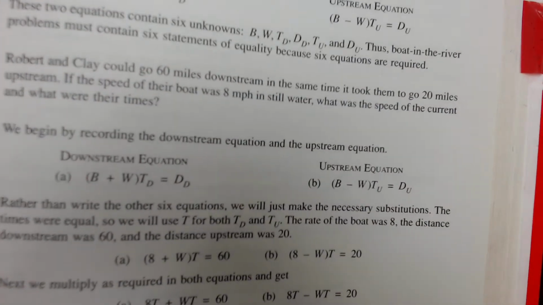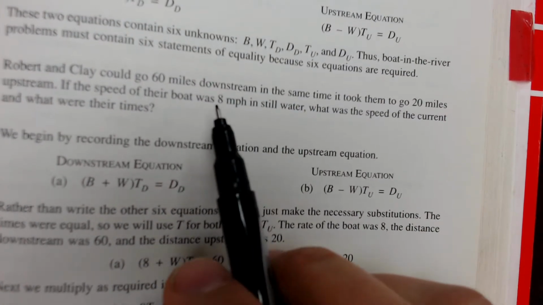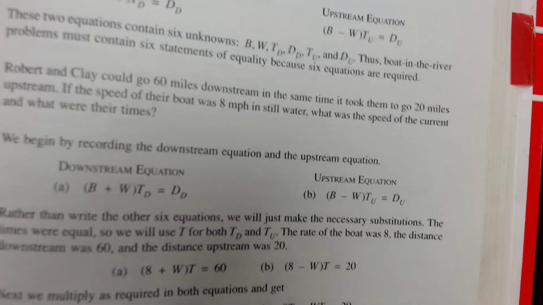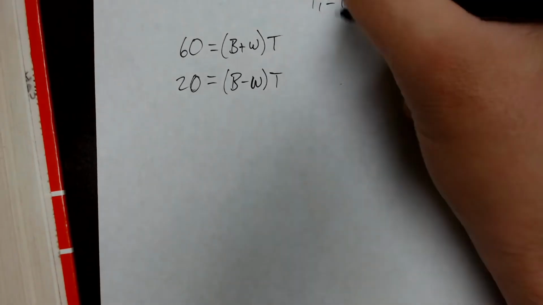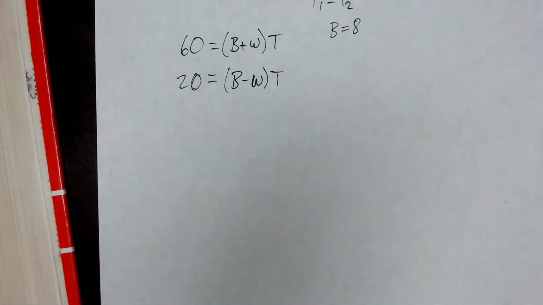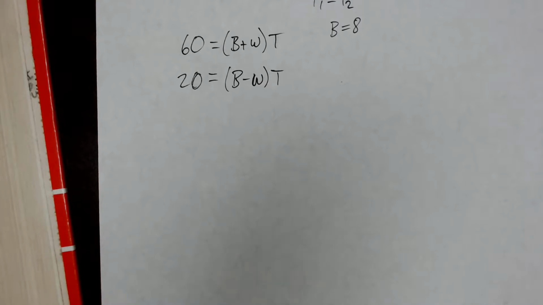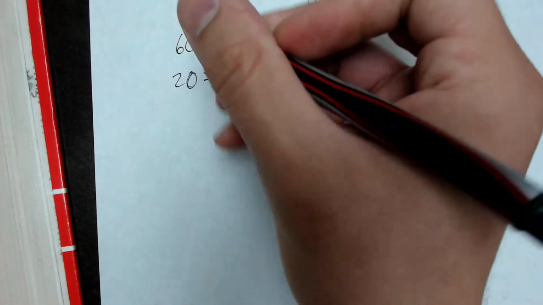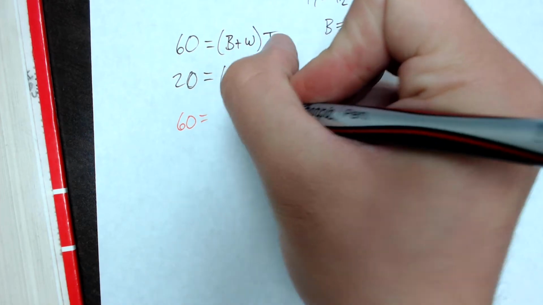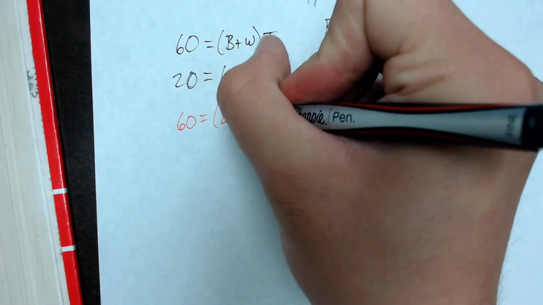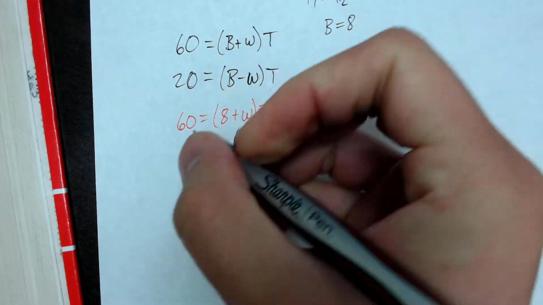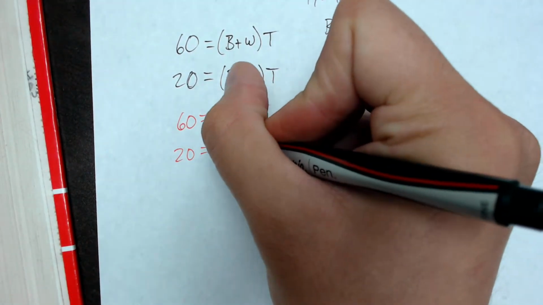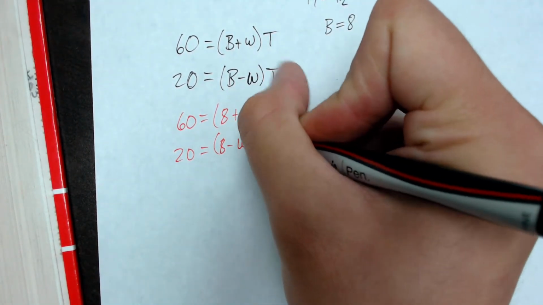Now, if the speed of their boat was 8 miles per hour in still water, what was the speed of the current and what were their times? So they give us one substitution, which is that boat is equal to 8. All right, we can substitute 8 for the boat. So that changes these equations. I now have 60 equals 8 plus water times T, and 20 equals 8 minus water times T.